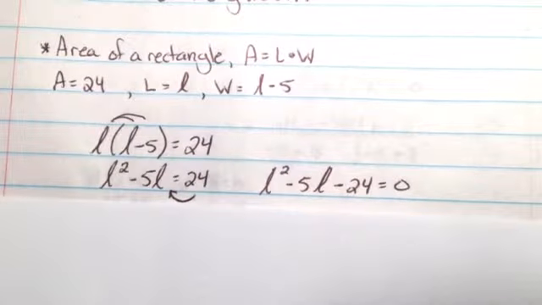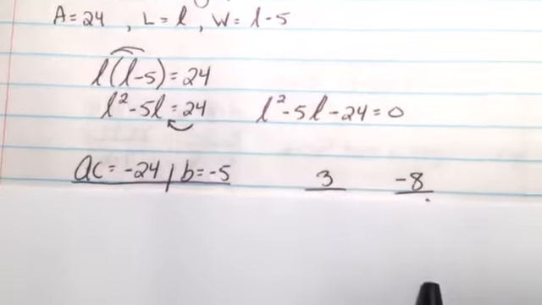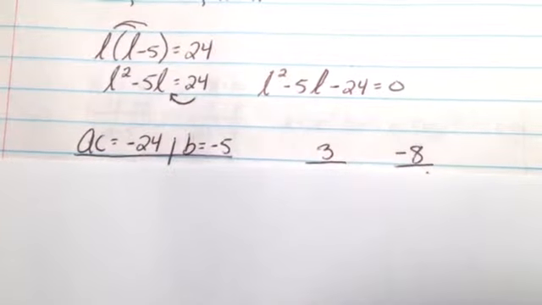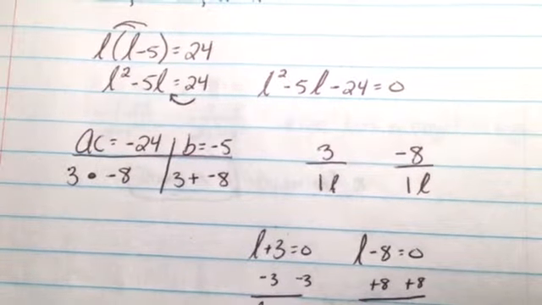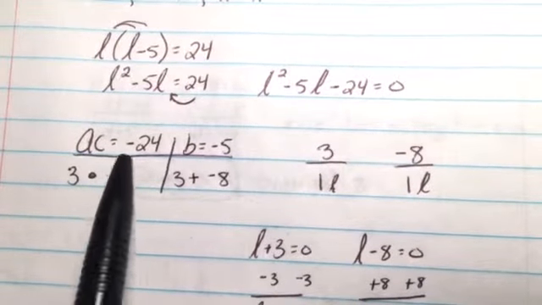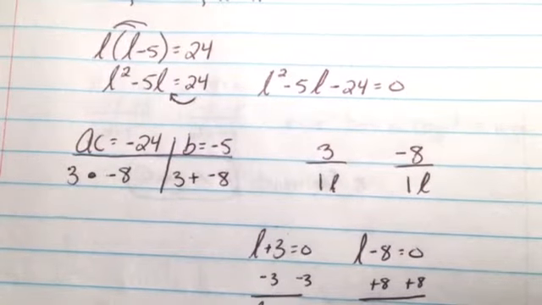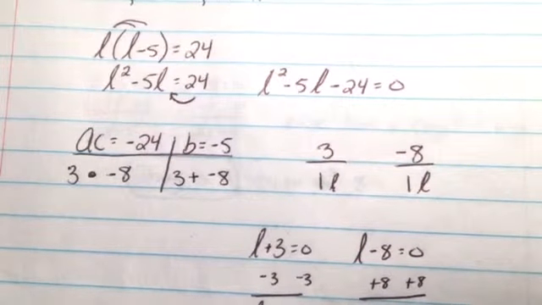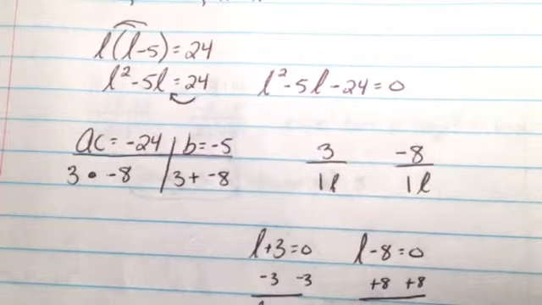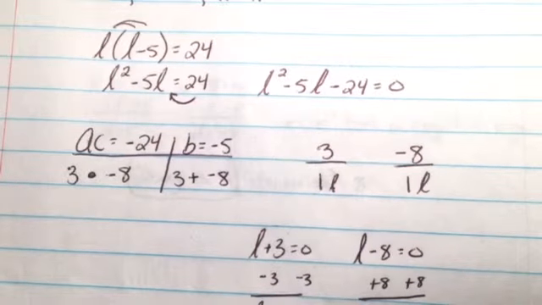Okay, now we're going to AC factor. So AC comes out to be -24. Our B value is -5. What's going to work out? 3 and -8. You multiply that, you get your -24, you add it up, you get your -5. So we use the 3 and the -8, always dividing by A, which happened to be a 1. So we divide by 1, stick an L on there, divide by 1, stick an L on that one.